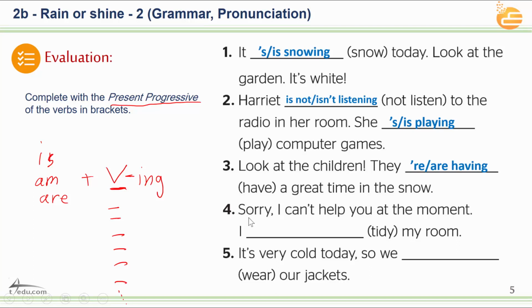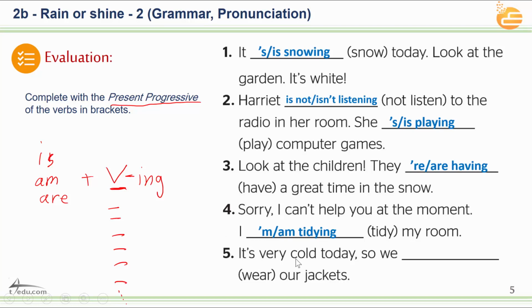Number four. Sorry, I can't help you at the moment. I tidy my room. I is, I am, I are. What do you think? I am, exactly. I am. What about tidy? Tidying, exactly. I'm or I am tidying my room.